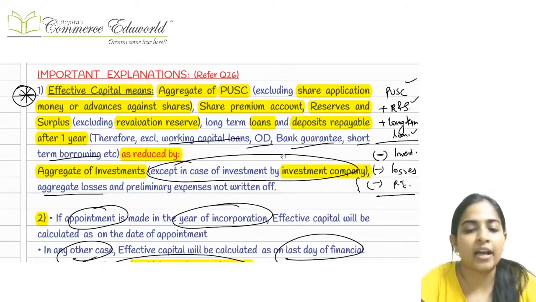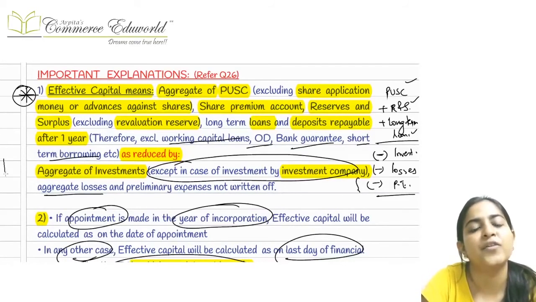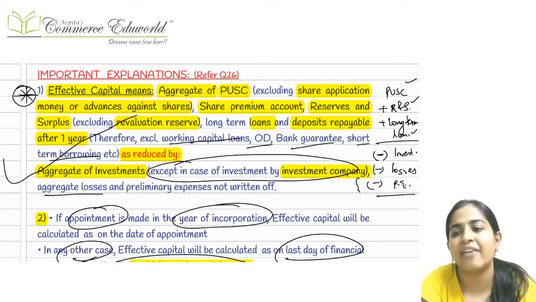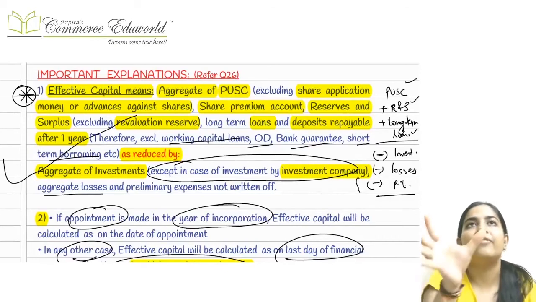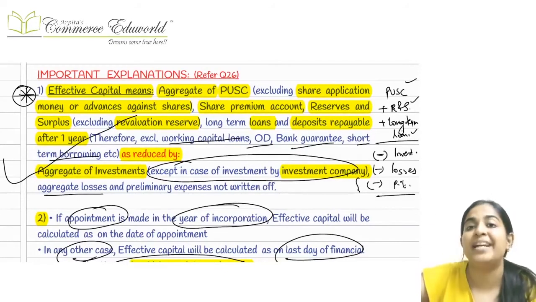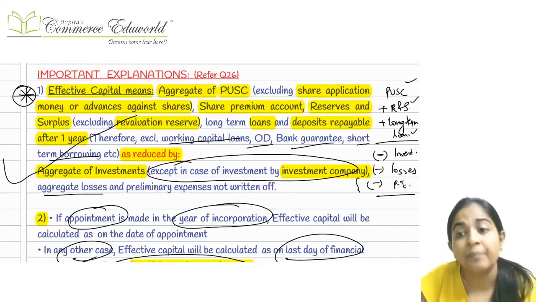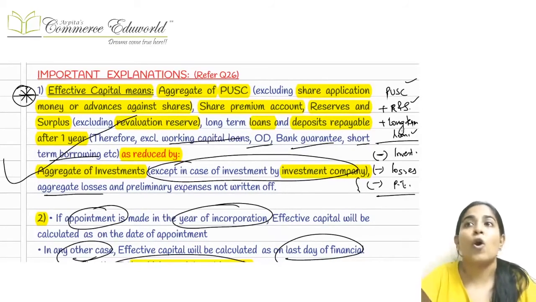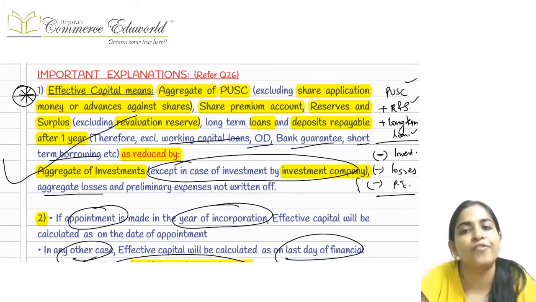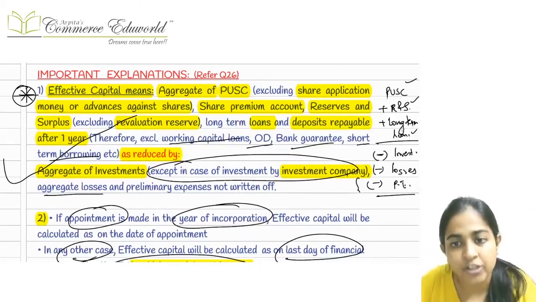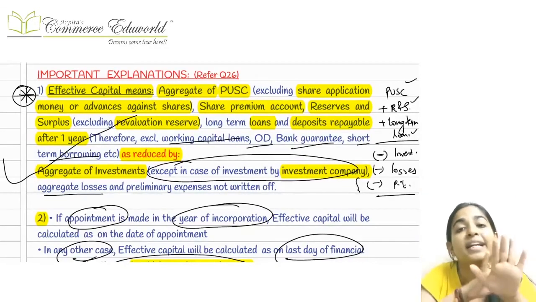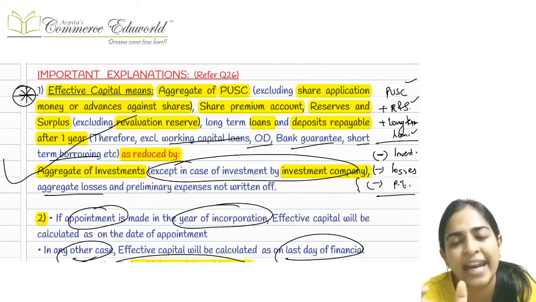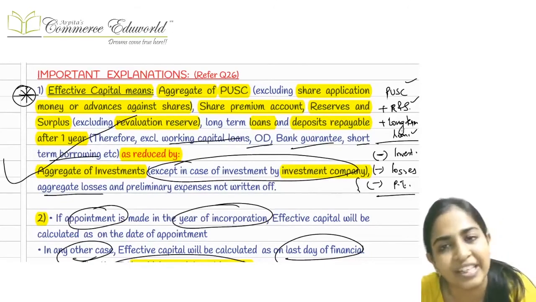Now, the calculation of effective capital here is important, as you can get a numerical question on that. Just try to understand here, how do we calculate effective capital? I have written a summary here on the right hand side. Effective capital will be your paid up share capital, but excluding your share application money. Share application money has to be subtracted. Then plus all your reserves and surplus, plus your securities premium, plus your long-term loans which are repayable obviously after a period of 1 year. All those will be added first. Your investments will be subtracted, your accumulated losses will be subtracted, your preliminary expenses which are not written off will be subtracted, and whatever amount you get, that is nothing but your effective capital.